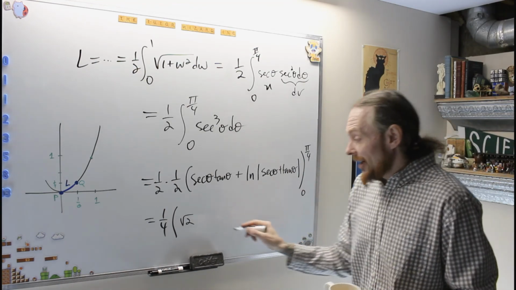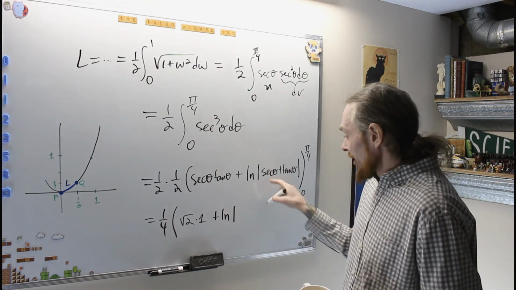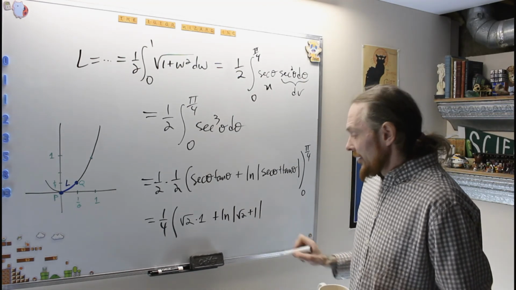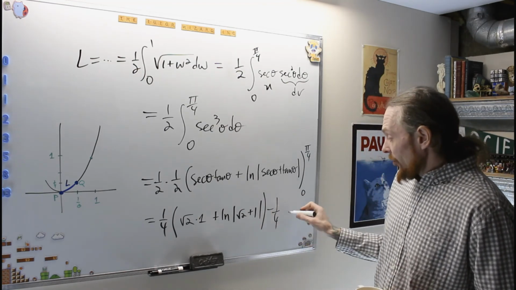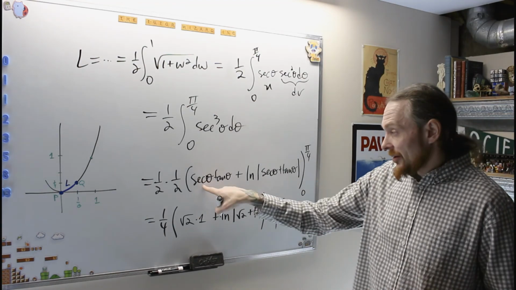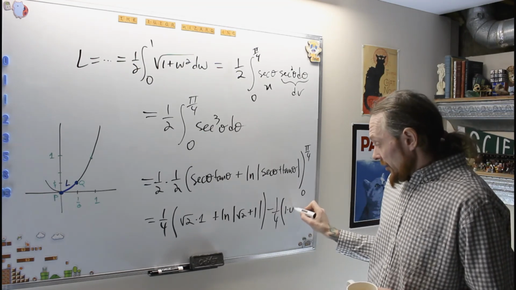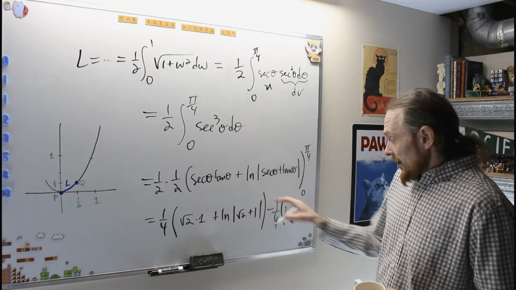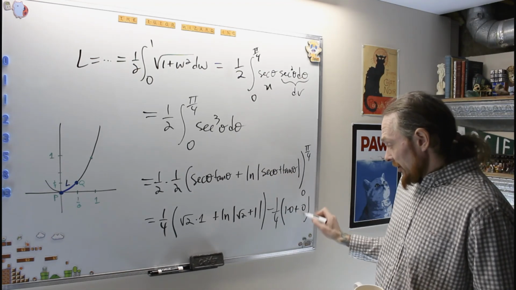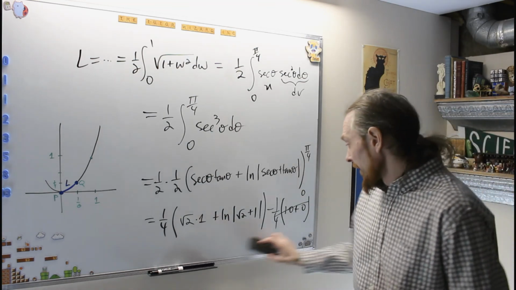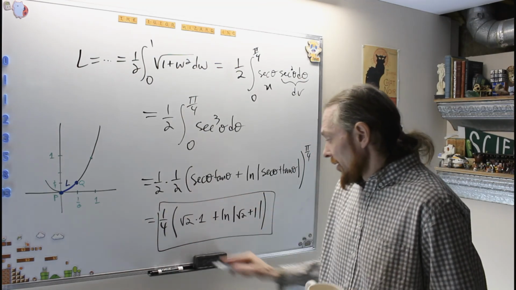So tan of pi over 4 is 1 plus the natural log of the absolute value of secant, again, is root 2 plus 1, which is a positive number, so we can get rid of the absolute values. And then now minus 1/4 times, we put 0 in here. So cos of this is going to be 1, and then this will be 0, and then plus natural log of 1, which will also be 0, so this one will just go away. So the final answer is 1/4 root 2 plus the natural log of root 2 plus 1.